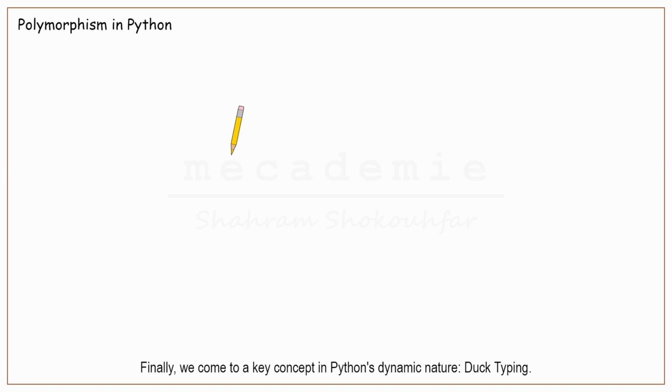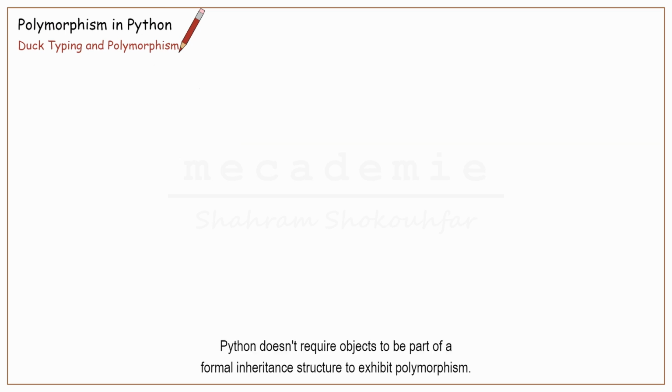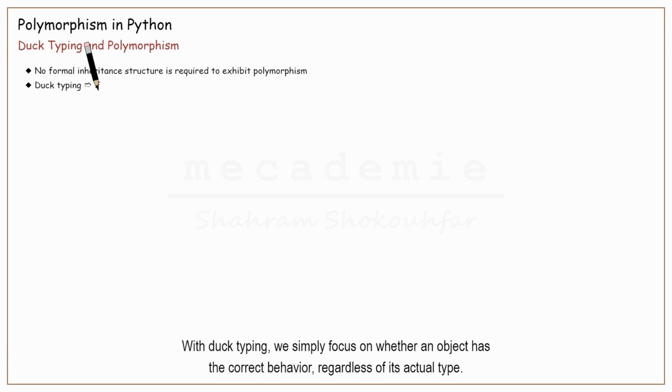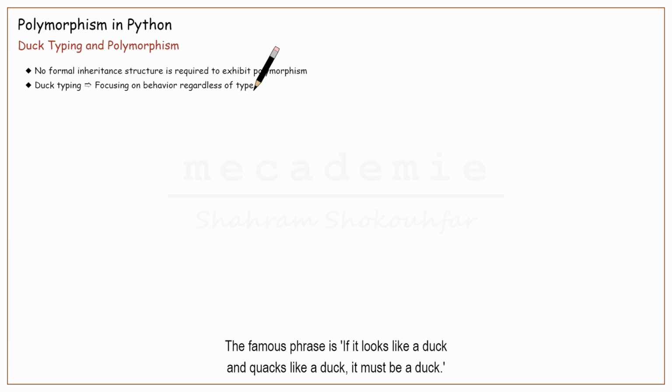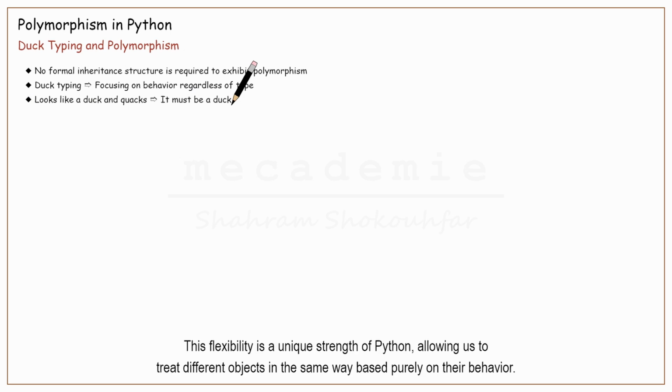Finally, we come to a key concept in Python's dynamic nature: duck typing. Python doesn't require objects to be part of a formal inheritance structure to exhibit polymorphism. With duck typing, we simply focus on whether an object has the correct behavior, regardless of its actual type. The famous phrase is, "If it looks like a duck and quacks like a duck, it must be a duck." This flexibility is a unique strength of Python, allowing us to treat different objects in the same way based purely on their behavior.